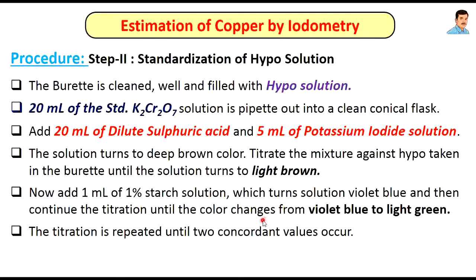In this step, we have to add the starch just before the end point, not in the beginning. The reason is starch may hydrolyze in the acid medium. Another reason is that if we add starch in the beginning, it forms a strong complex with the iodine, and even after titration with the hypo, the complex may not be broken, which leads to errors. So starch is added just before the end point when the solution color is light brown. Now I will show you how to titrate hypo solution with the potassium dichromate solution.